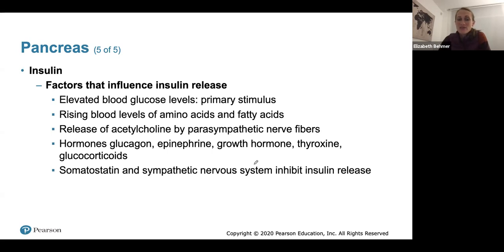Some factors that influence insulin release is an elevated blood glucose level. So that's the primary stimulus. If you have too much glucose in your blood, usually after a meal, insulin will be secreted to take glucose out of the blood and it will store it in the liver or in other body cells.